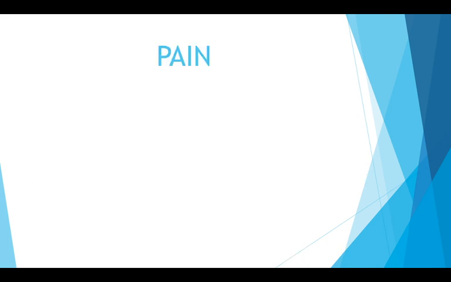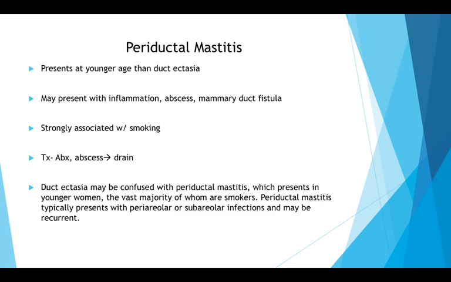Now, moving on to causes of breast pain. Periductal mastitis, first of all. So this presents at a younger age than duct ectasia, which it is often confused with. Periductal mastitis presents with inflammation, abscess, mammary duct fistula, and it's often very strongly associated with smoking. Treatment for it is abscess drainage as well as antibiotics.